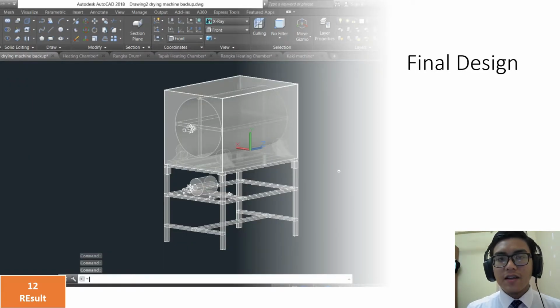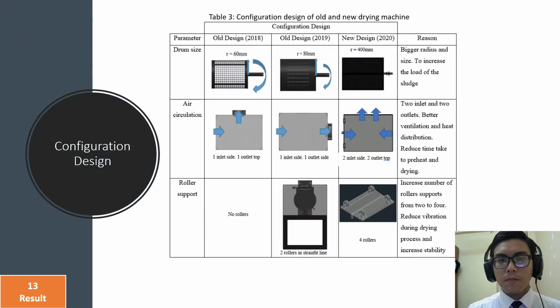So, this is the finalized design for the improved palm oil sludge drying machine. The table shows the design configuration of all designs, which are from 2018 and 2019 and the new design. As we can see, there are 3 major improvements from the previous design. The first one is the drum size. The new design has a bigger drum size to increase the load of sludge.